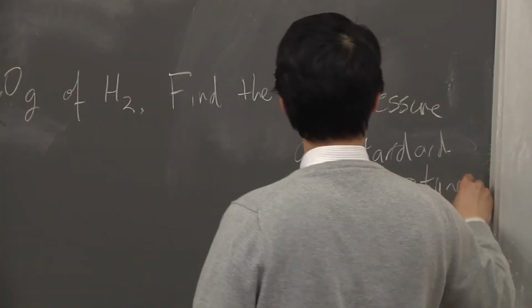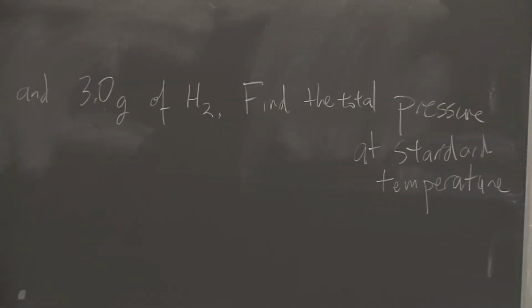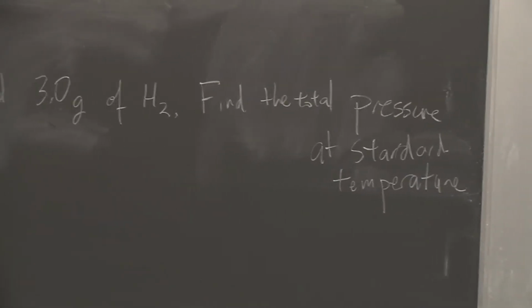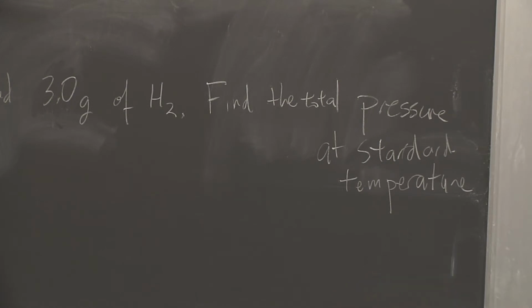Find the pressure at standard temperature, right? So you know the temperature, you know the volume, you know R. You don't know N, but you can find N for each one, right? And once you find N for each one, then you have the idea that partial pressures add to give you the total pressure.